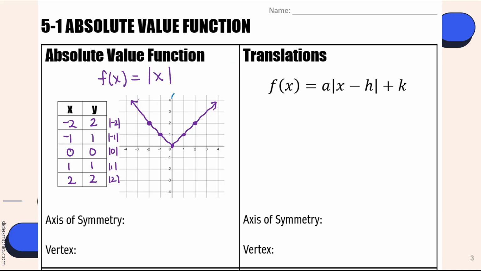Now, the V-shaped graph has an axis of symmetry, just like we had in a parabola, and that axis of symmetry is going to be x equals 0 until we start moving it around, but it's always going to be the same as the x value of the vertex. So these will always match each other.